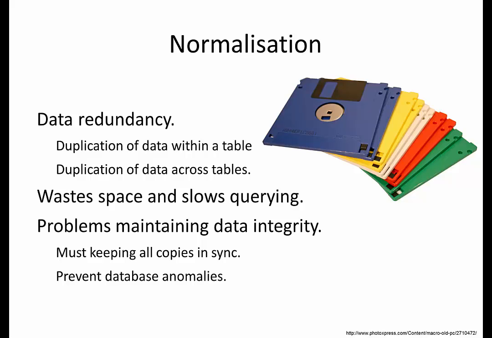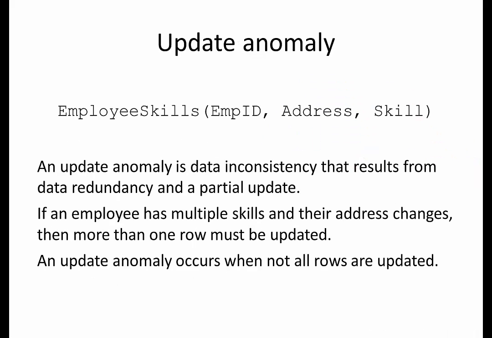If you've got more than one copy of the same data item throughout your database, you've got to update all of them to keep everything in sync and to prevent what we call database anomalies. So we'll run through these anomalies really quickly. There are 3 types of anomalies, if I remember correctly. I might discover that there are 4 as I go through the slides, but I think there are 3. The update anomaly. So here's a little table. Remember the table definition, employee skills, 3 columns: employee ID, address, skill.